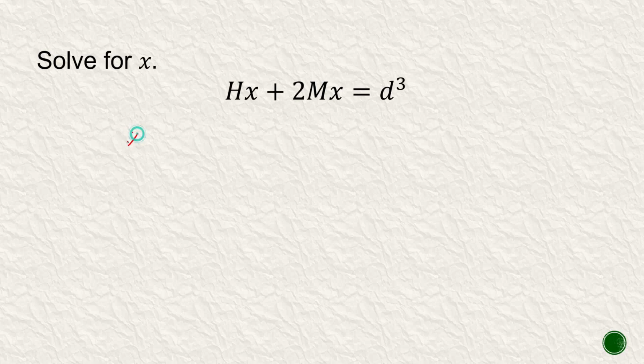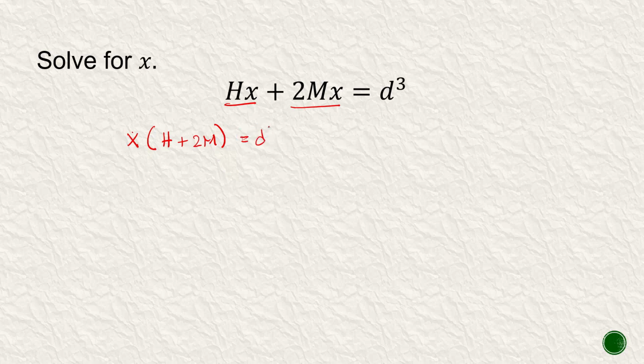So it's gonna be x, that's common between these two, right? Times h plus 2m. And maybe you're thinking, how is that even possible? So what we did is we undo the distributive property by factoring. Now if you multiply x times h, that'll be hx, right? If you multiply x times 2m, that'll be 2mx. So it's just like the inverse operation, okay? Or the inverse procedure rather.